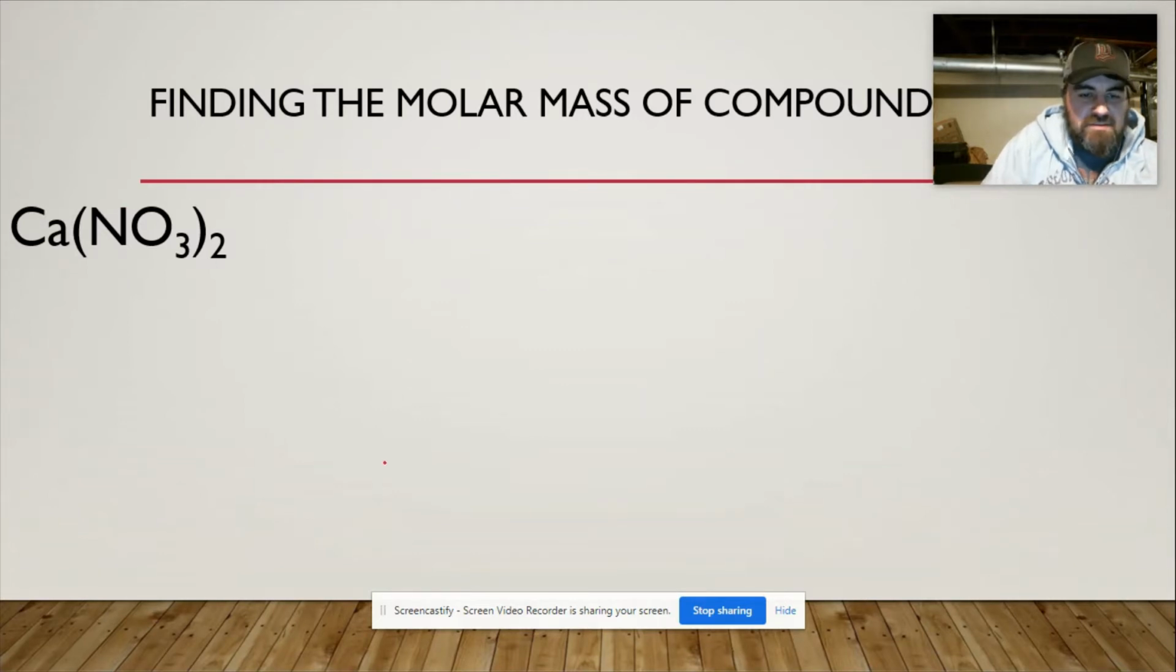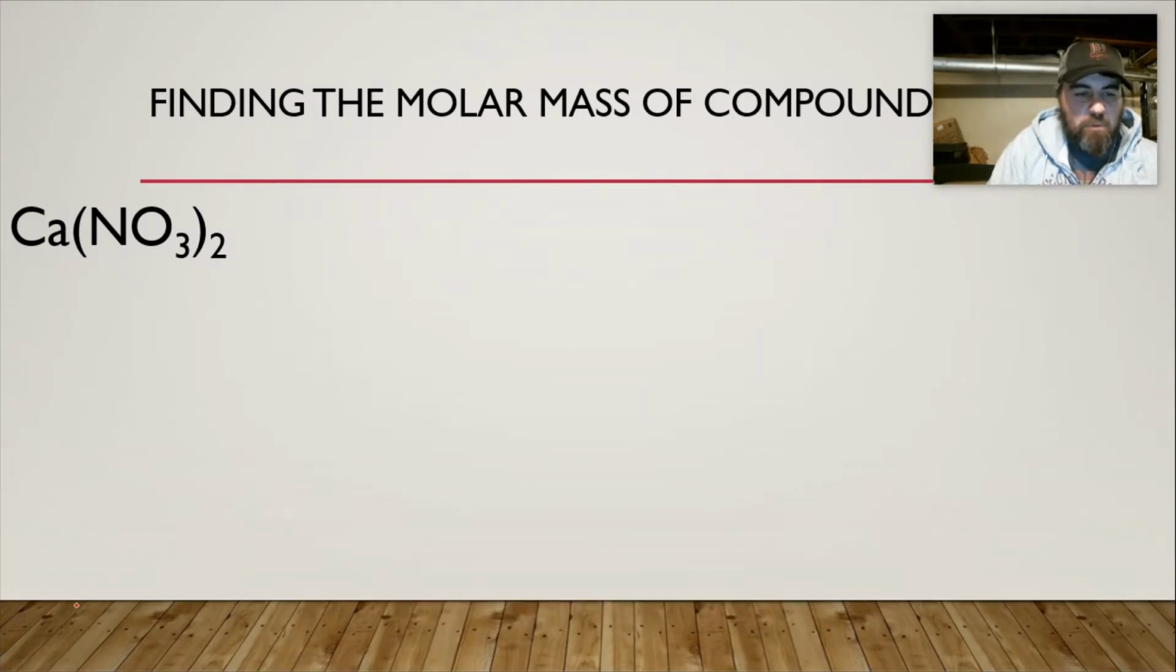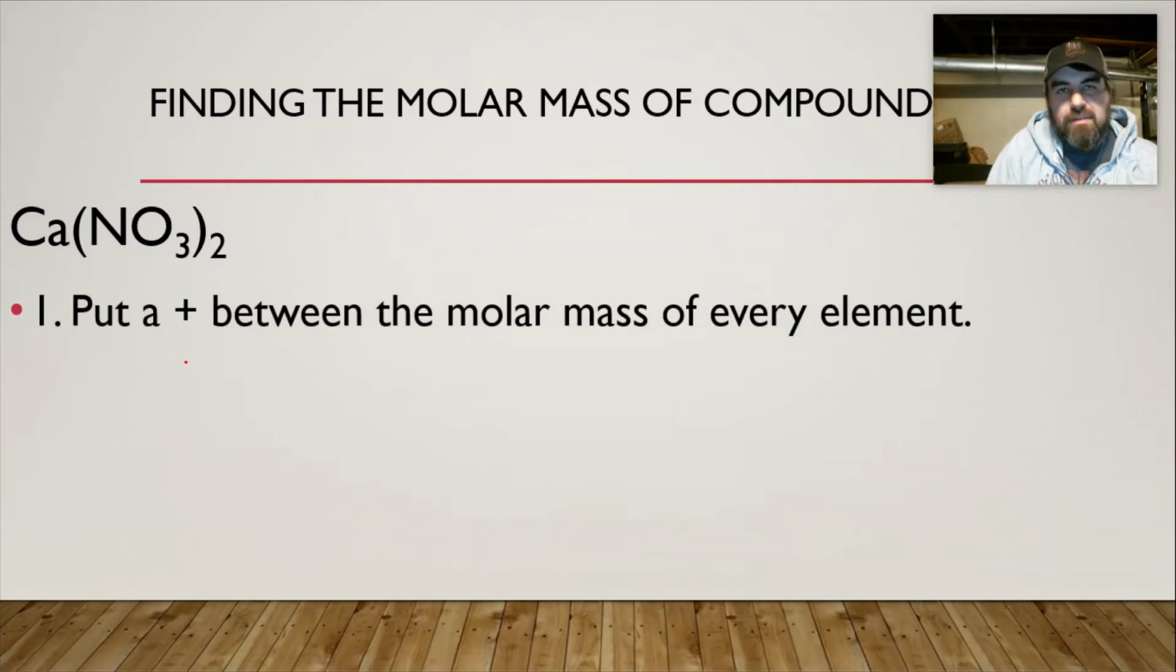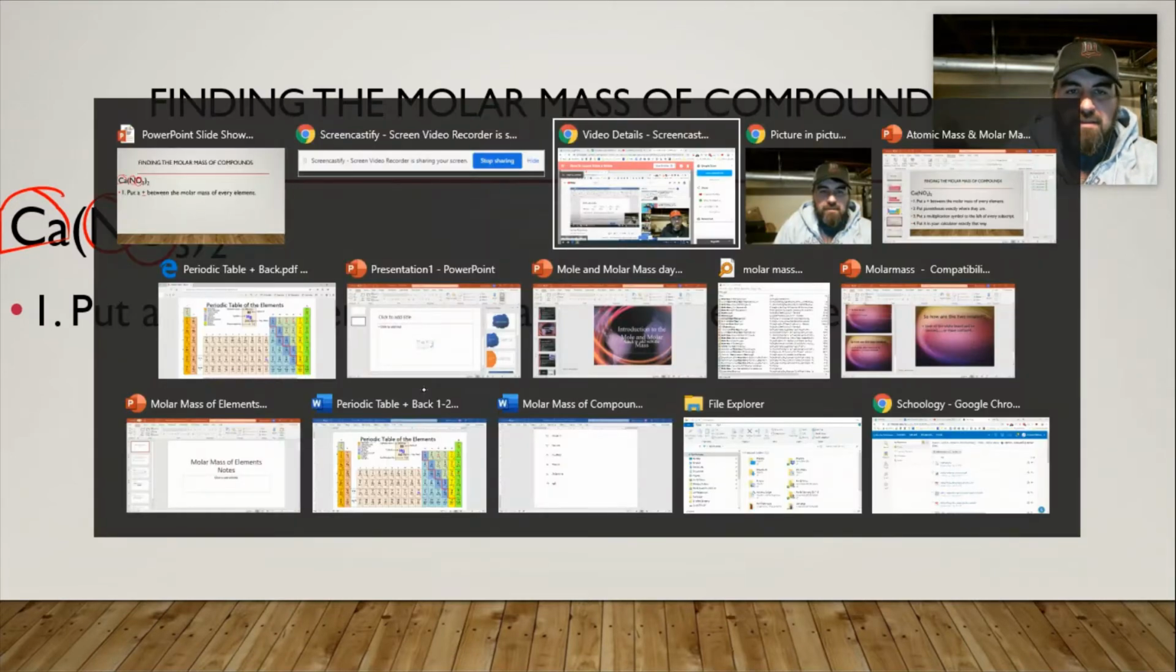Okay, so in order to do this, it's going to be 4 steps. Step 1, put a plus between the molar mass of every element. What does this mean? Find the molar mass of all these elements. So we have calcium here, nitrogen, oxygen, 3 elements. We're going to find the molar mass of each one of those, and we're going to put a plus between them. Sounds really difficult, I know.